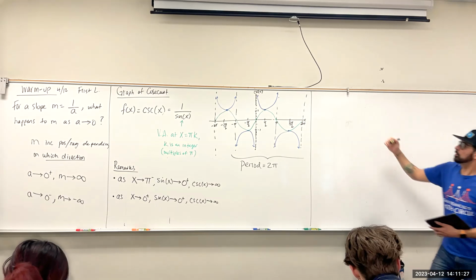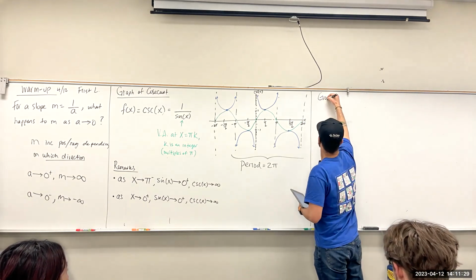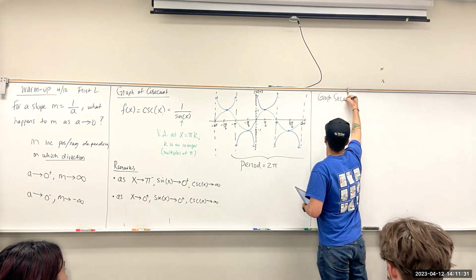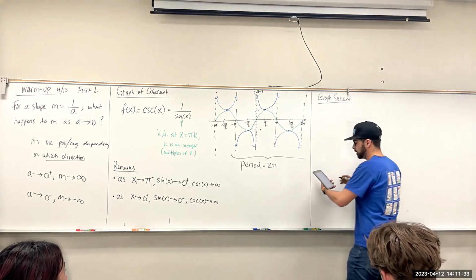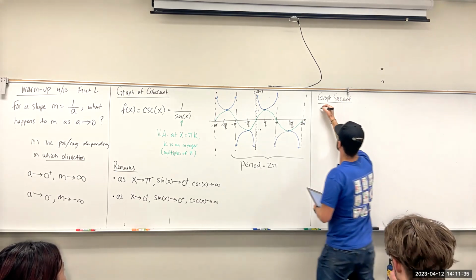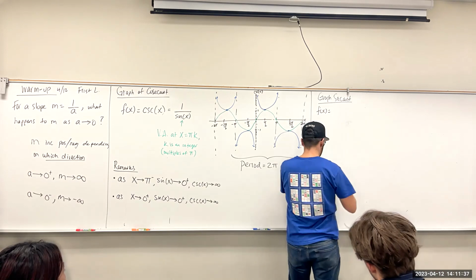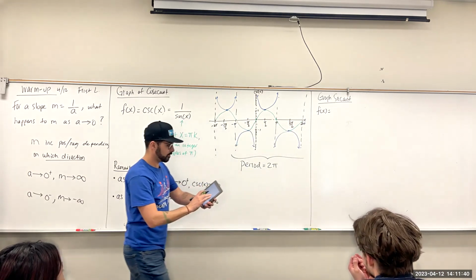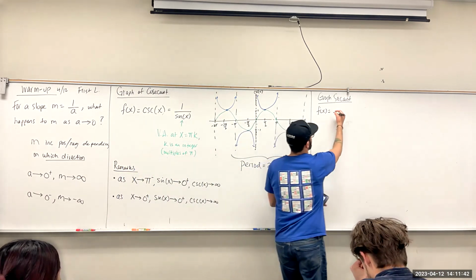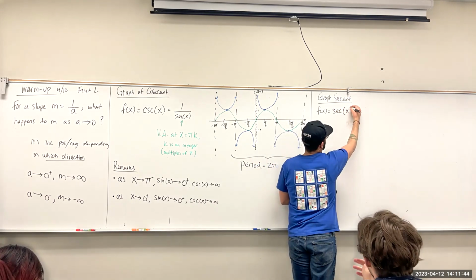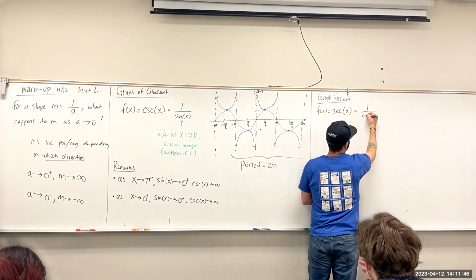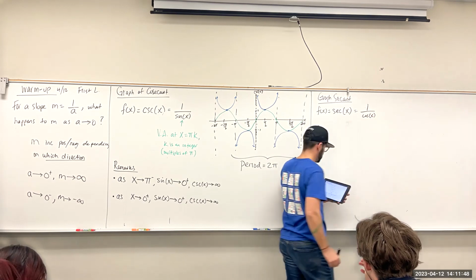And so similarly for the graph of secant, let me have these here. I'm almost done with the lecture part, guys. Then I'll have you guys play a little bit. We got secant, which is really 1 over cosine.